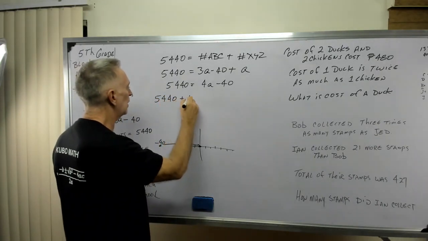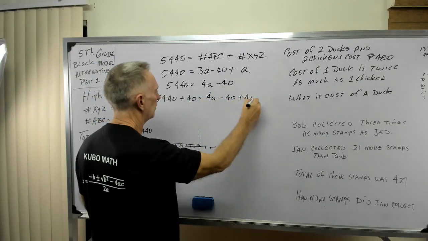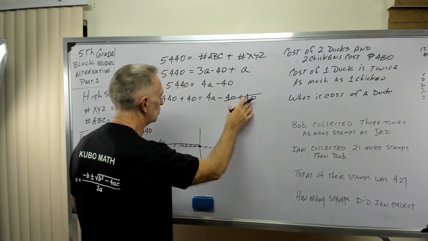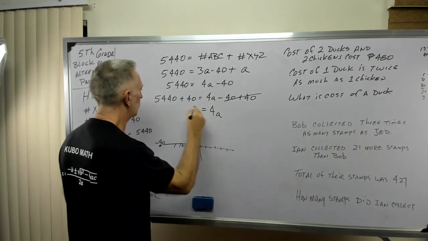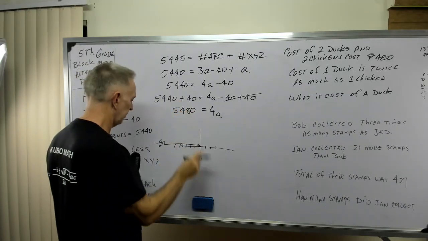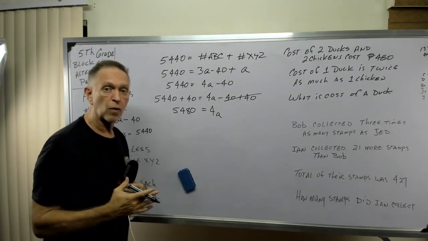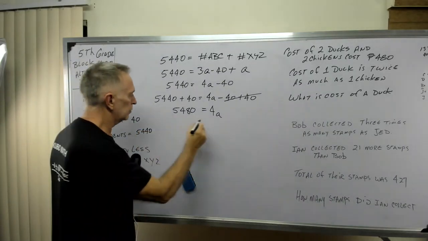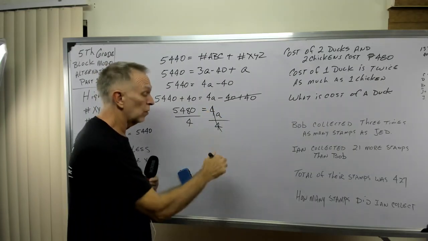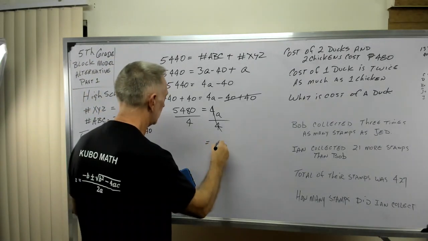5,440 plus 40 equals 4A minus 40 plus 40. So now was it minus 40? I added 40. I'm back at 0. Those go to 0. So 4A equals 5,440 plus 40, 5,480. Okay, now I don't want to know what 4A is. I want to know what 1A is. So let me divide by 4 on both sides. 4 divided by 4 is 1. If you say 0, I'm coming to your house. Okay, so that's 1A.